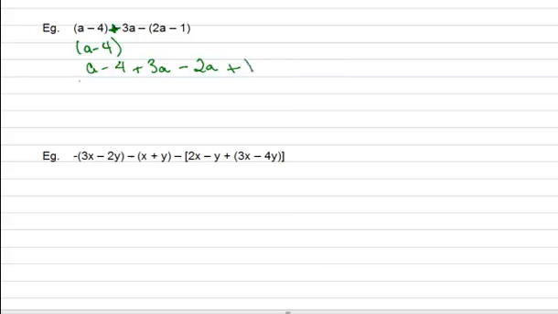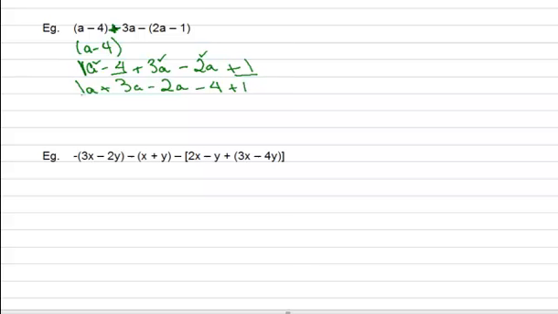Now I'm going to put the like terms together. You may want to put that 1 coefficient there. That can be really helpful for many students. So I've got 1a plus 3a minus 2a. So that's that, that, and that. And now I've got negative 4 and positive 1.